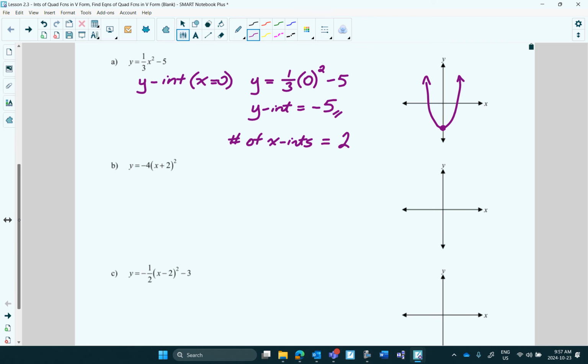Careful how you calculate, especially when there's parentheses, the y-intercept. Because it's going to be -4 times 0 plus 2 all squared. So this doesn't just cancel out to 0. We do, what's 0 plus 2? Squared times -4. That's the y-intercept.